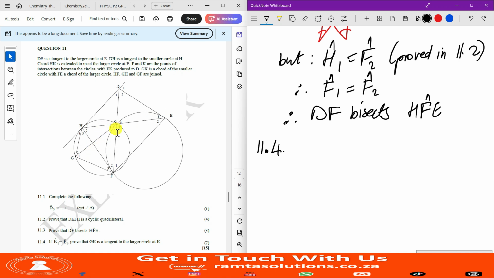So the reason this question is tricky is that it is tempting to say, with the naked eye, that GK is going to be a tangent, but you don't know. What if GK just cuts another point on the circle? So now we are saying, no, let's not assume, let's show, given this information.